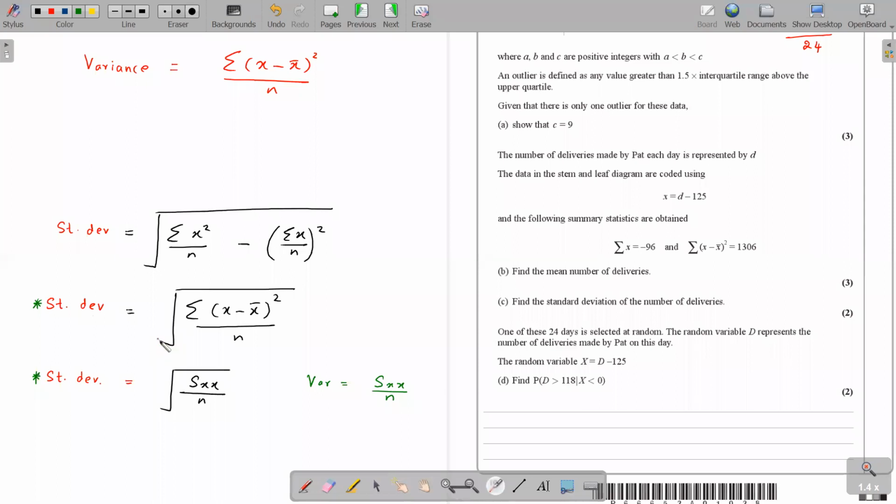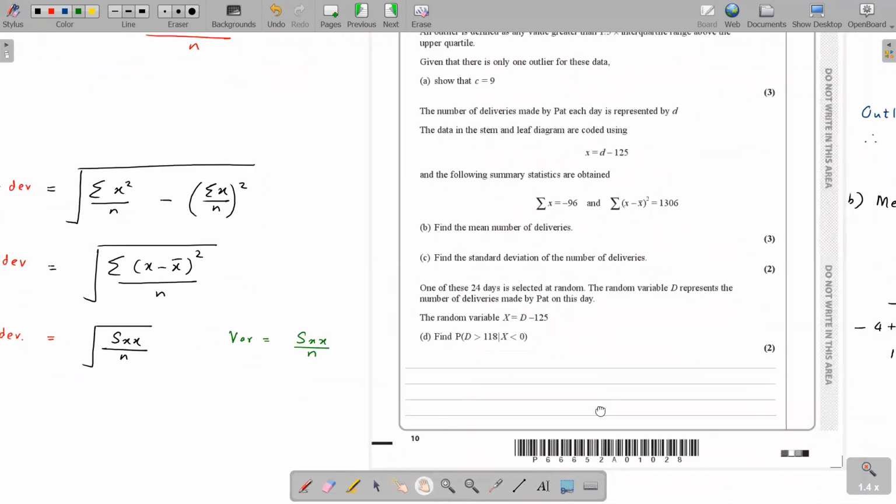Now I want to find the standard deviation of the number of deliveries. You can see I can use the second equation, because sigma (x minus x bar) square is given to you as 1306. So if you divide that by your n and root it, you will end up getting the standard deviation of x. However, you are not done yet, because the question asks you to find the standard deviation for the number of deliveries. Let's get it done first.